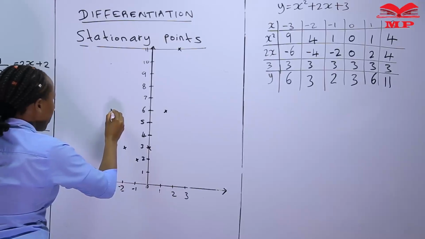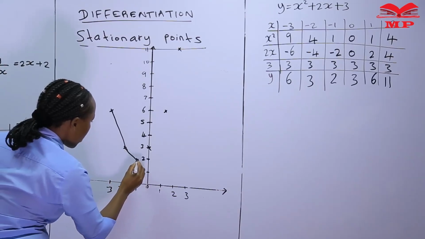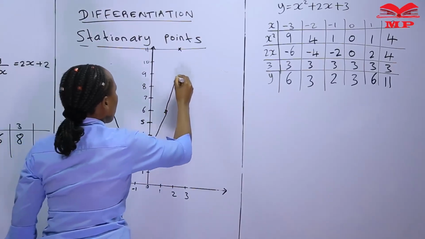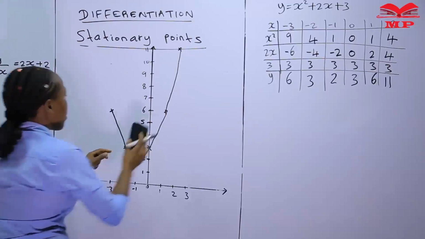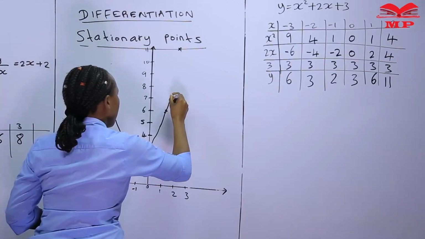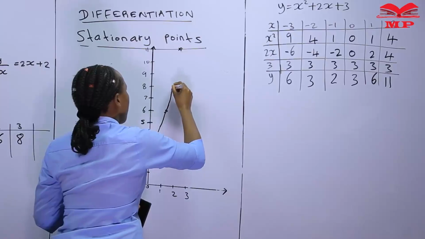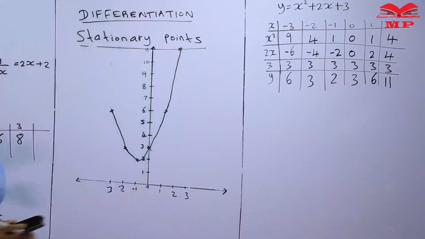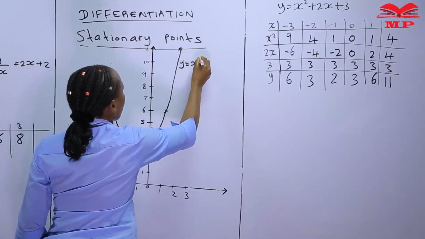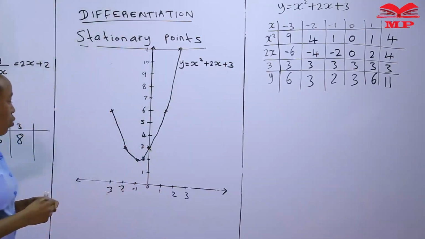We have from this point here, negative 3. We move on to that. We move to this. Then we move to that point all the way to our last point. And we obtain the curve. So this is the curve that we have. That's the curve. And the equation of the curve is y is equal to x squared plus 2x plus 3. So that's what we have.